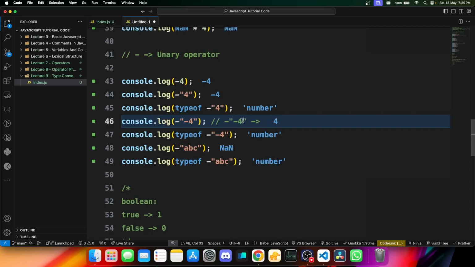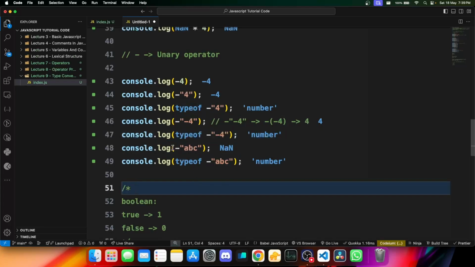Now -4 inside a string would get converted to a number, so implicit type conversion would happen, and you get this, and that would basically give you 4, right? Basic maths rule here: negative negative becomes positive. Basic maths. And yeah, that's a number. Just to verify, you can see it's a number.